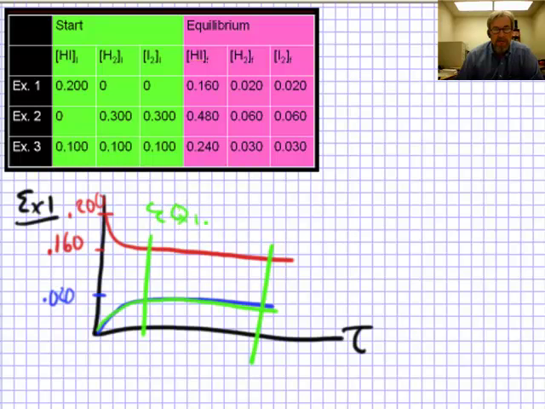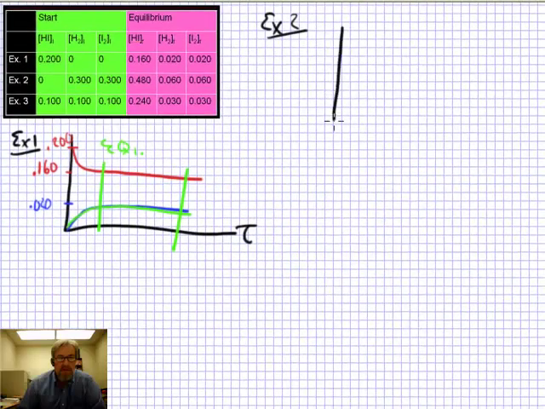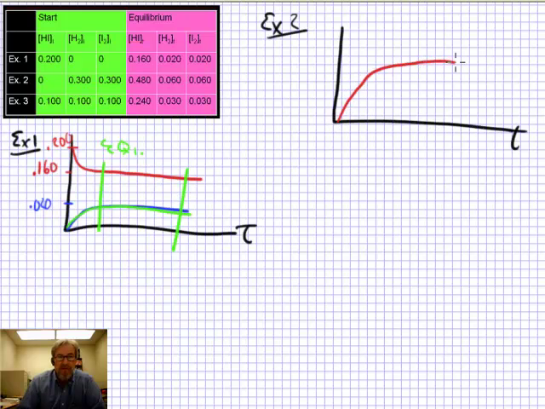Next, I'm going to look at experiment number 2. And again, I'm making a graph of time versus concentration. Now my HI concentration starts out at 0, and it rises until at dynamic equilibrium it's at 0.48.